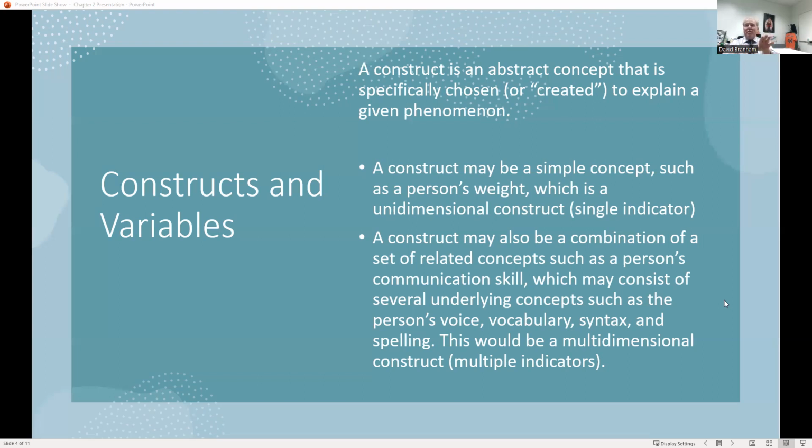So a construct can be simple, like a person's weight. These are called unidimensional constructs because they only have a single indicator. A person's weight only needs one indicator. It could be pounds, it could be grams, it could be ounces, but you can measure it on that one indicator. A construct may be a combination of a set of related concepts, such as a person's communication skill, which I talked about a second ago, which can consist of something like a person's voice.